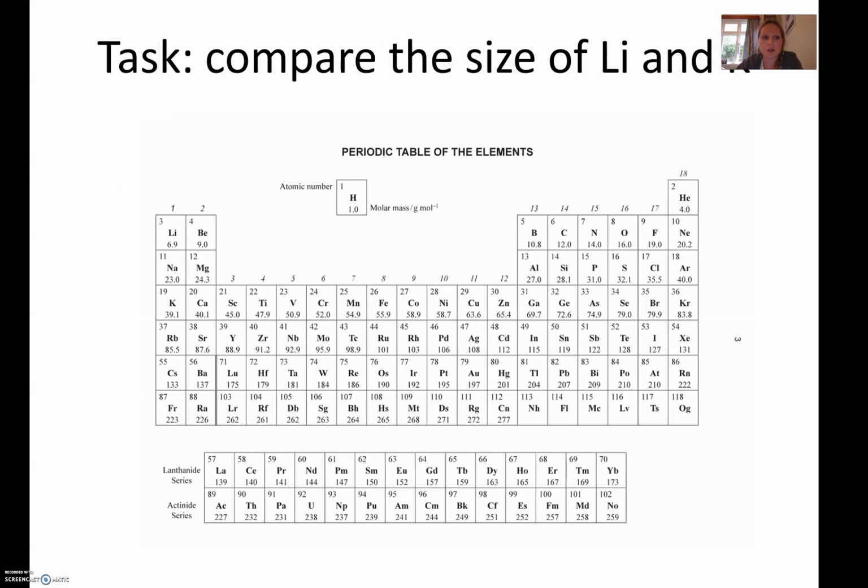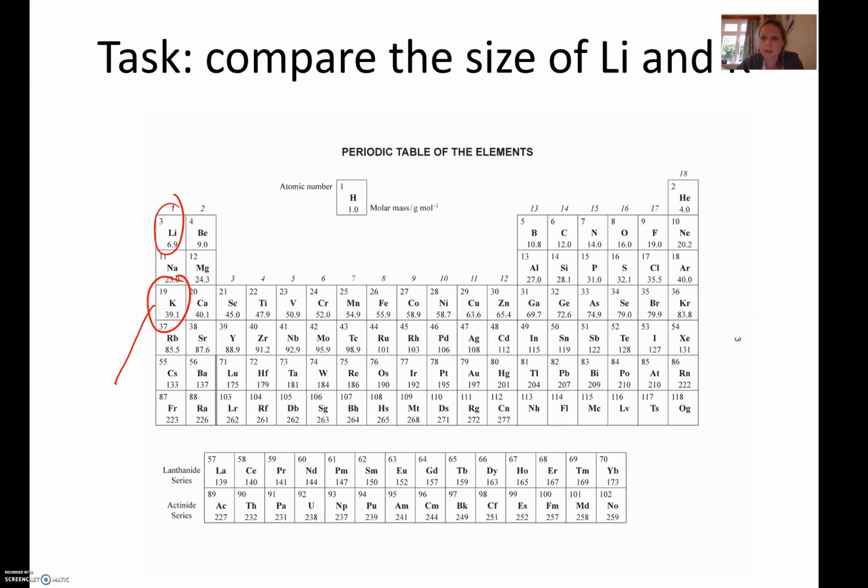Okay, let's just do one more example of this. So we'll do lithium and potassium. So lithium and potassium are both in group 1. Lithium has 2 energy levels and potassium has 4 energy levels. Potassium's valence electrons will be physically further away from the nucleus, and there'll be greater shielding by inner shell electrons.